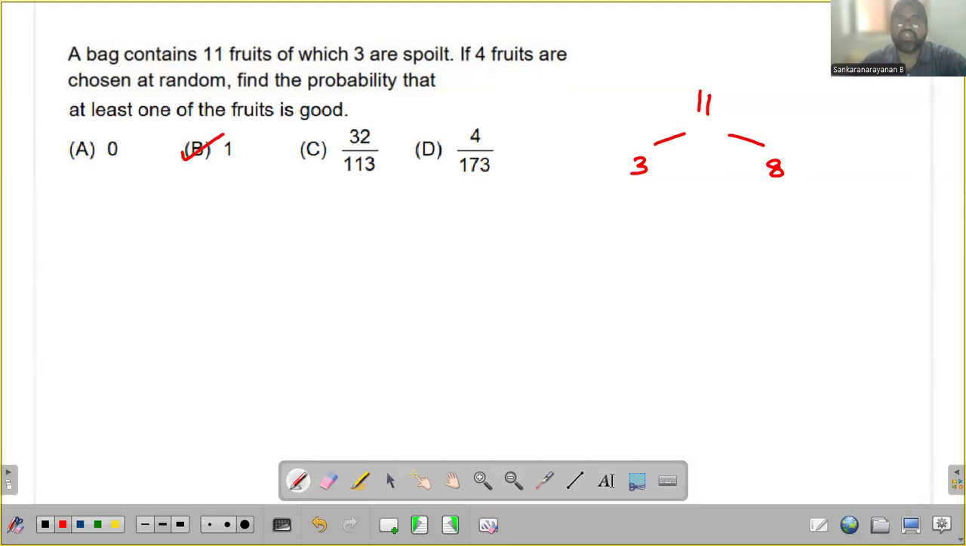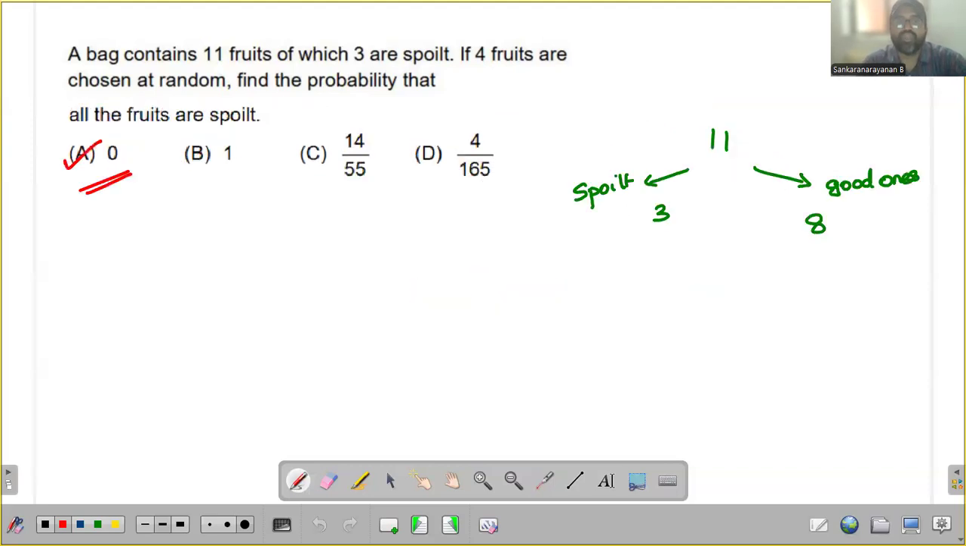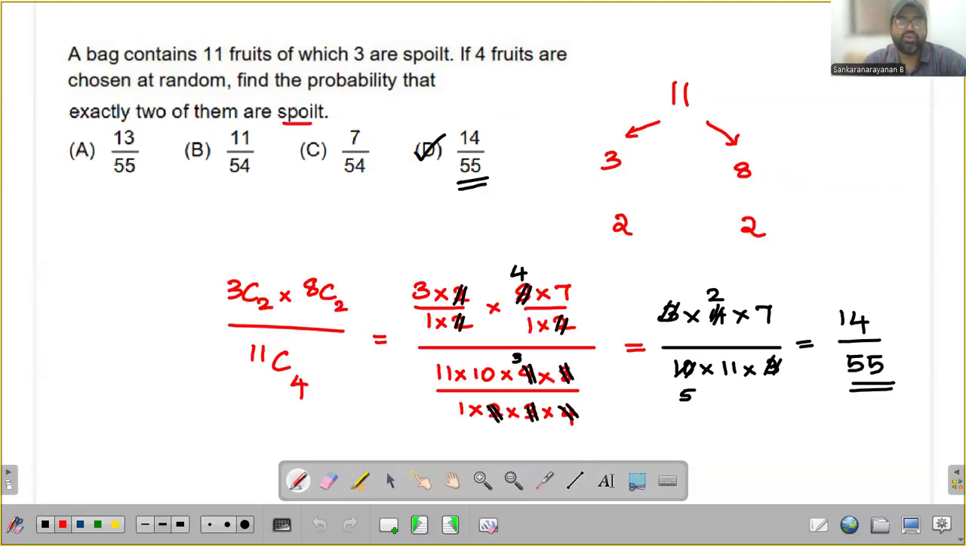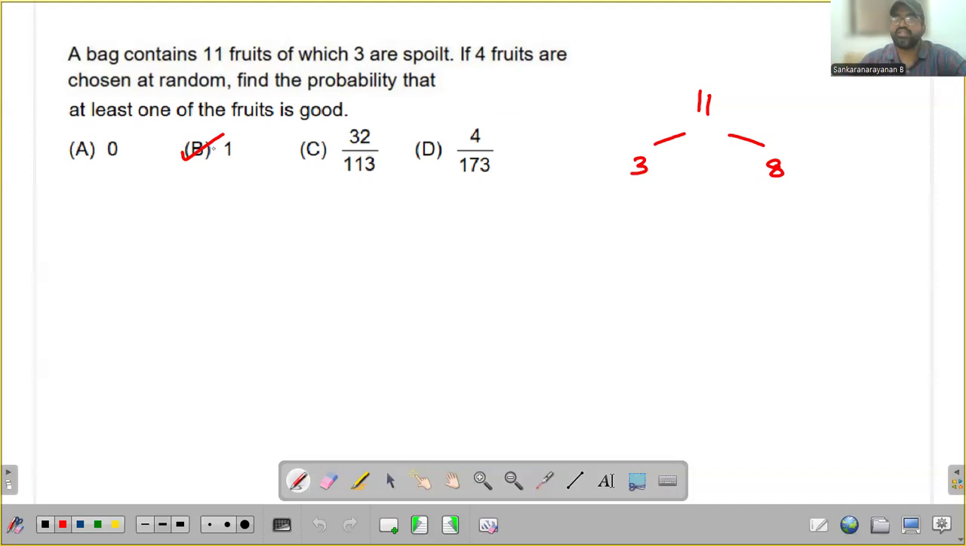For answering this question, you can even refer to the first question we saw. Here, all the fruits are spoiled, it is 0. It means that there is at least one fruit which is good in that draw. So you can see that the first question and the last question support each other, and here you should mark option B as your choice. Definitely one of those fruits has to be a good one. So the probability that at least one of the fruits is good is equal to 1.